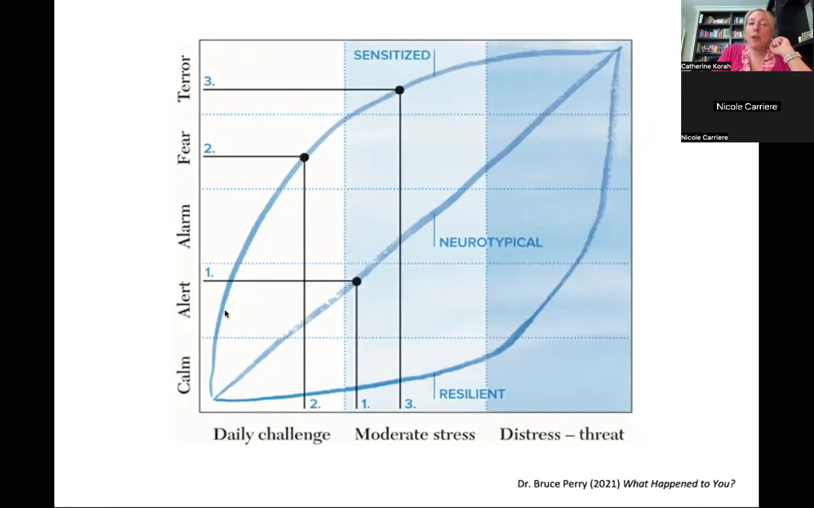From the bottom to the top, we are looking at the emotional state of that individual, where they start off at the bottom with a state of calm, moving to a state of alertness, to a state of alarm, to a state of fear, to a state of terror. And so we see with the neurotypical individual how those reactions are proportionate to the situation at hand. In a daily challenge, they remain in the calm and alert phases. It's only when stress becomes moderate that they start moving into alarm. And of course, and this is typical and expected, if they're in a situation of distress and threat, they're going to be in a state of terror or fear.